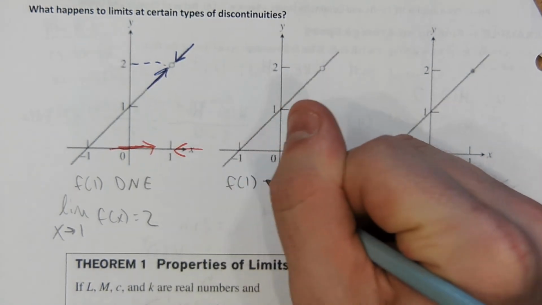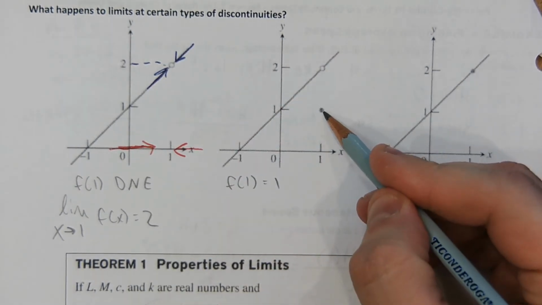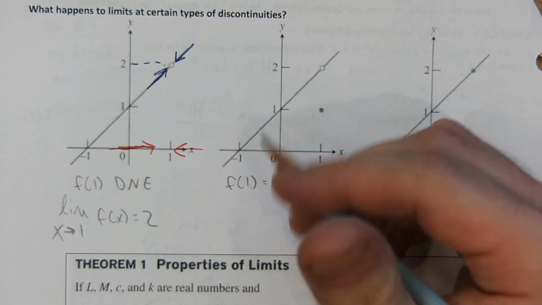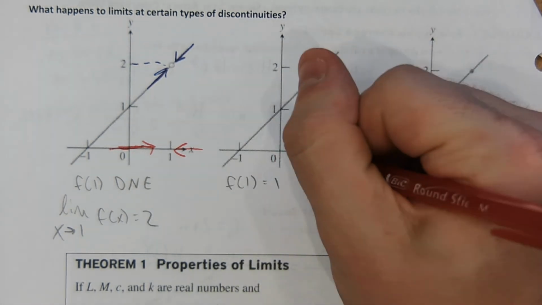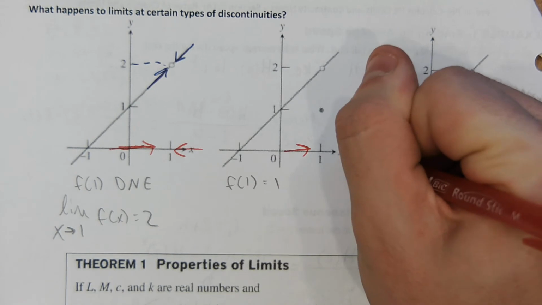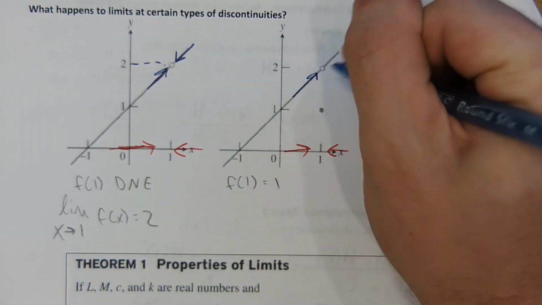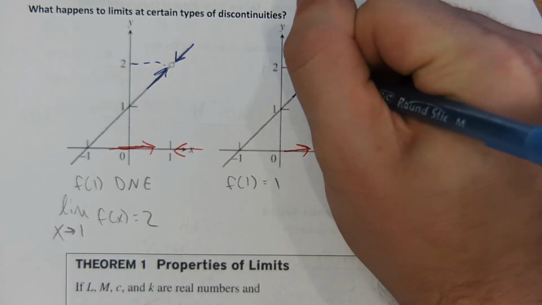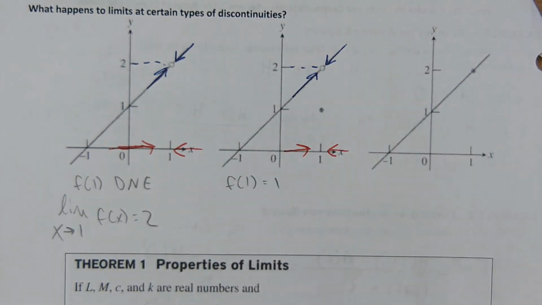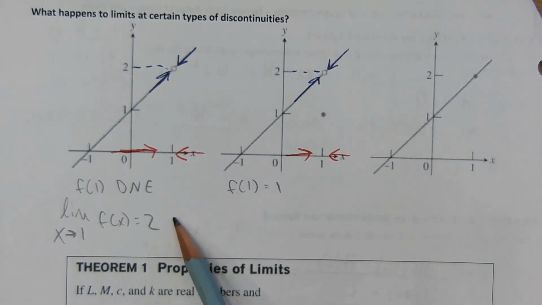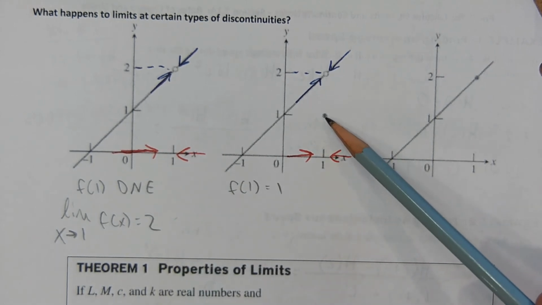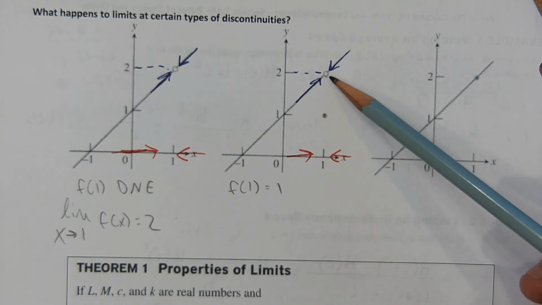F of 1 is 1. It's right here. There's f of 1. But the limit, as my x's get closer and closer and closer to 1, is crashing into the value y equals 2. Remember, a limit is a goal. So the graph doesn't have to exist at that point like you saw here for that to be the limit. And guess what? The graph could exist somewhere completely different than what the limit actually is.